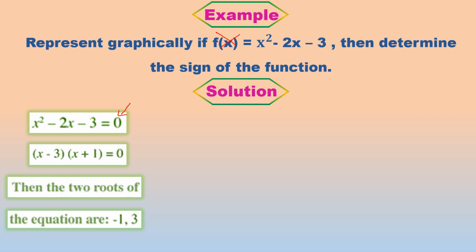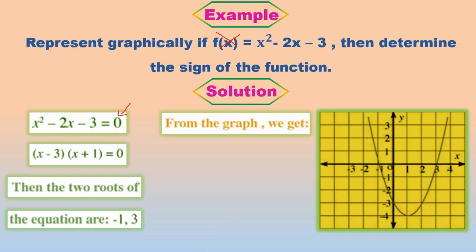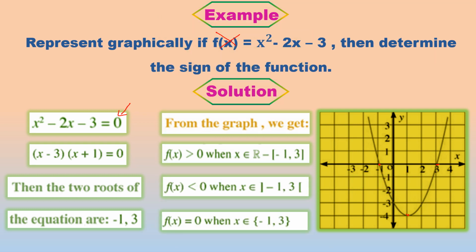Then the two roots are negative 1 and 3. So the curve intersects the x-axis at negative 1 and 3. The representation will be the points (negative 1, 0) and (3, 0), and we find the curve of the function by using the rules we studied before in the first lesson. Then from the graph we get what?